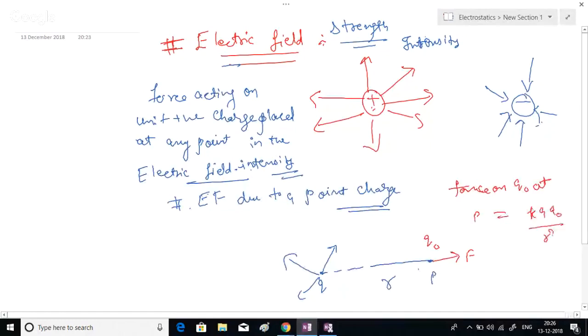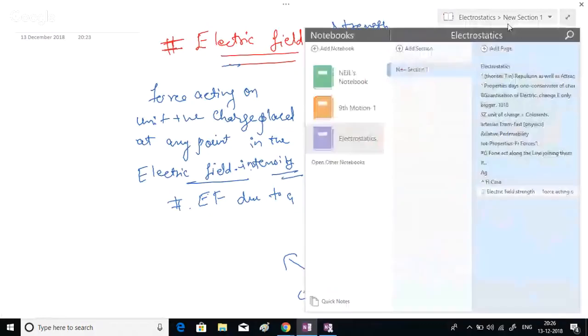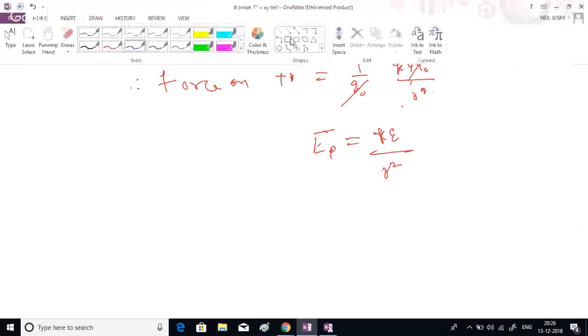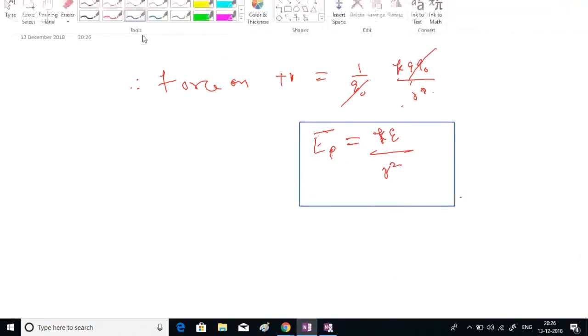Correct. So the force on unit charge, meaning plus 1, is going to be 1 by q naught into kq q naught by r square. So q naught cancelled out. So the electric field at point P is what? It is the force on the unit positive charge, right? Equal to kq by r square. Have you got it? So the force on that particular charge is going to be equal to kq by r square.